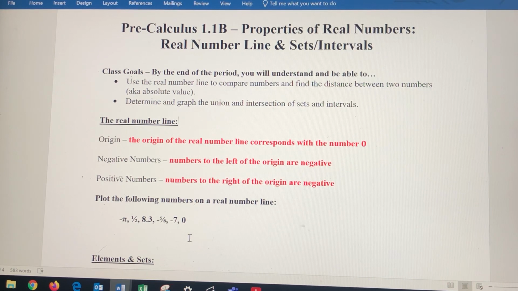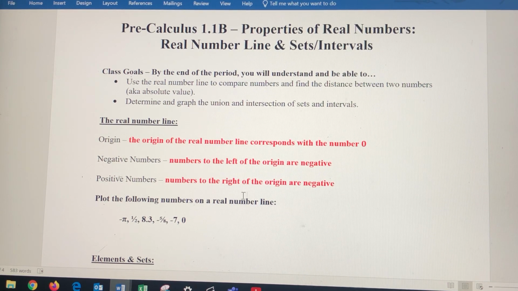Now, plotting numbers on the number line. We've got these 6 values here. We've got -pi, which, if you'll remember, is an irrational number. We've got 1/2, which is a rational number, the ratio of 2 integers. We've got 8.3, which would be considered a rational number. -5/8 is a rational number. -7 is an integer. And 0 we can classify as an integer or a whole number. Integer is a better term for 0.